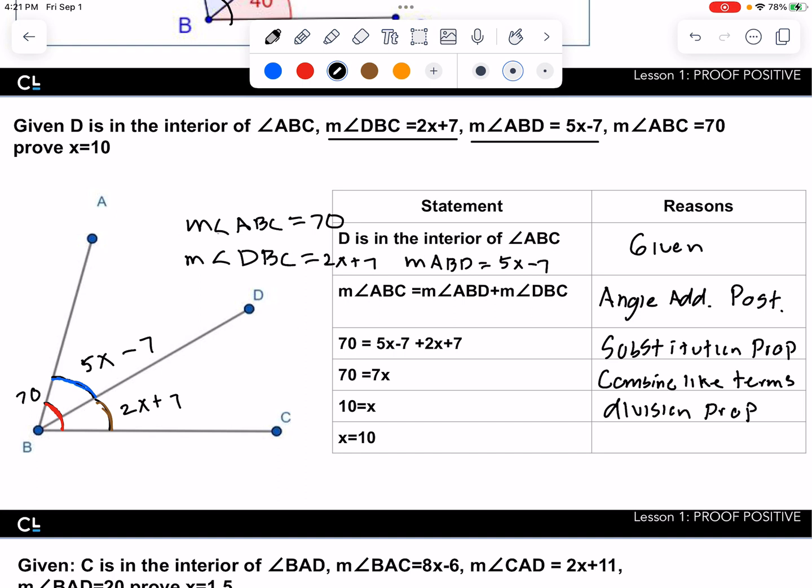And then lastly, we're trying to prove that x equals 10. Right now we have 10 equals x. So we know that 10 equals x is the same thing as x equals 10. The property that tells me I can flip, that's the symmetric property.